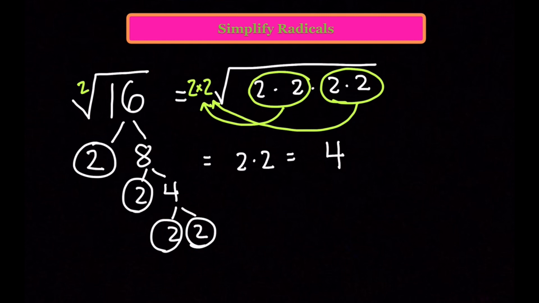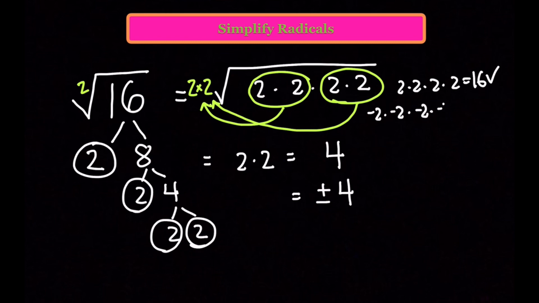But remember that it's also expressed as plus or minus 4 because 2 times 2 times 2 times 2 is positive 16, and that's true. But negative 2 times negative 2 times negative 2 times negative 2 is also positive 16, and that's also true. But from here on, I will only assume my answer to be positive real numbers, so we won't deal with this anymore.